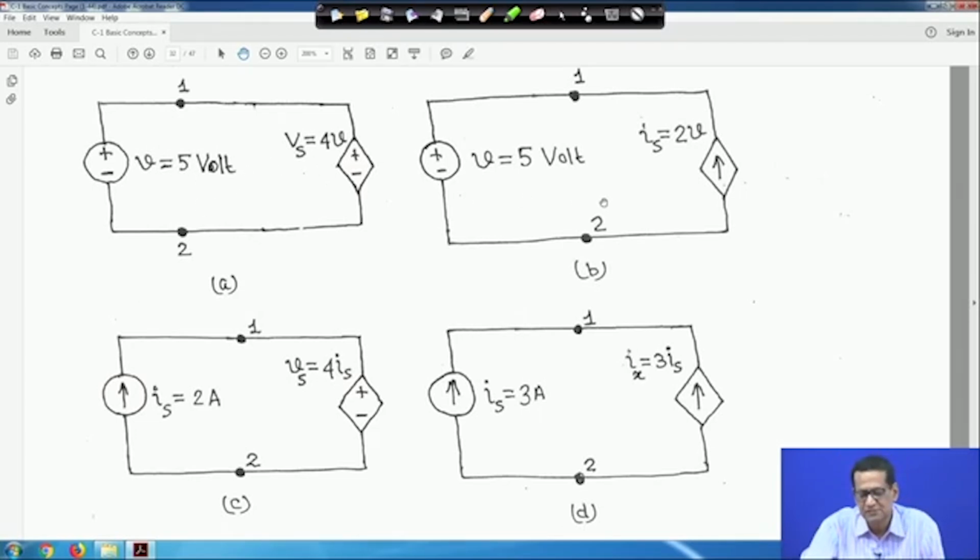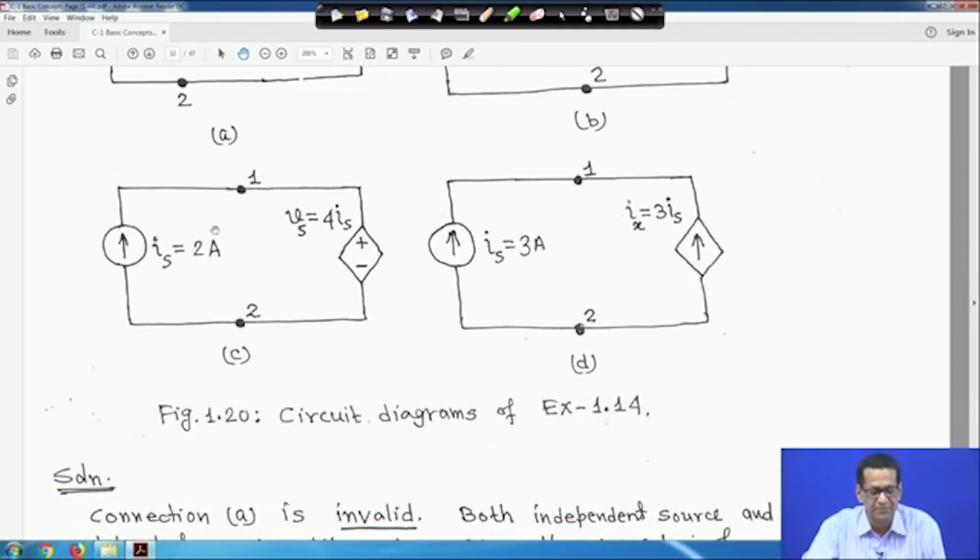Now, if you come to this one, here V is equal to 5 volt and Is is equal to 2 into V. So, V is 5 volt, so Is is basically 2 into 5, that means 10 ampere. So, it is a valid circuit connection, right. One voltage source is there, one dependent current source. So, this is a valid connection, but the previous one is an invalid connection.